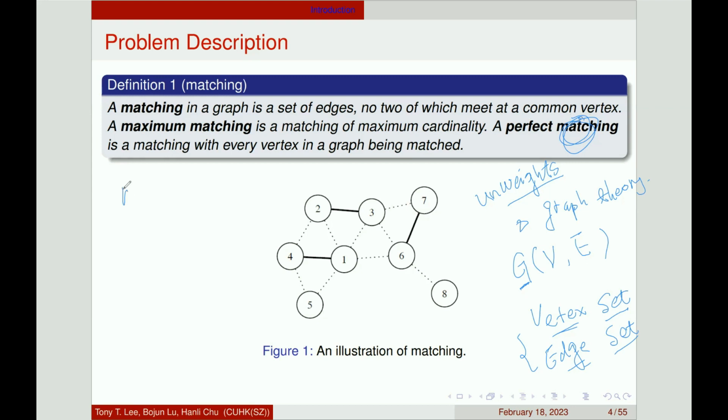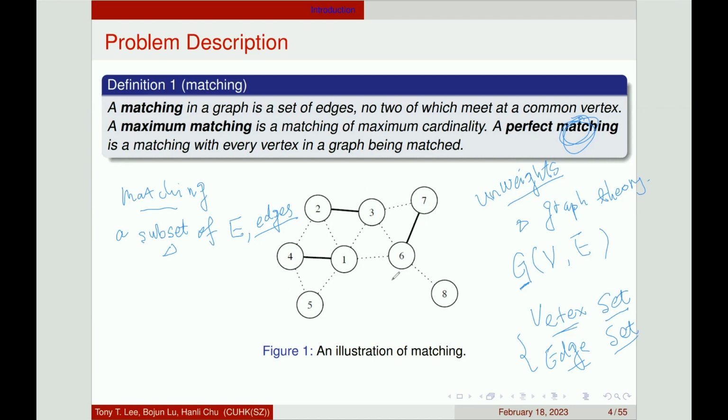So in general, a matching is just a subset of E, that is, a subset of the edges in a graph. Many of you may already know the definition of matching, but just to complete our discussion, I would spend 2 minutes to go through this. So a matching is a subset of edges.